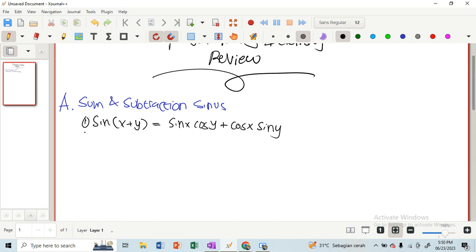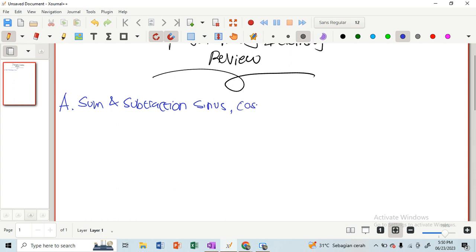And then for the subtraction of sine, okay, maybe we will include the sum and subtraction of sine, cosine, and tangent also, because these three functions are on the same page. It's the same page because they also deal with sum and subtraction.